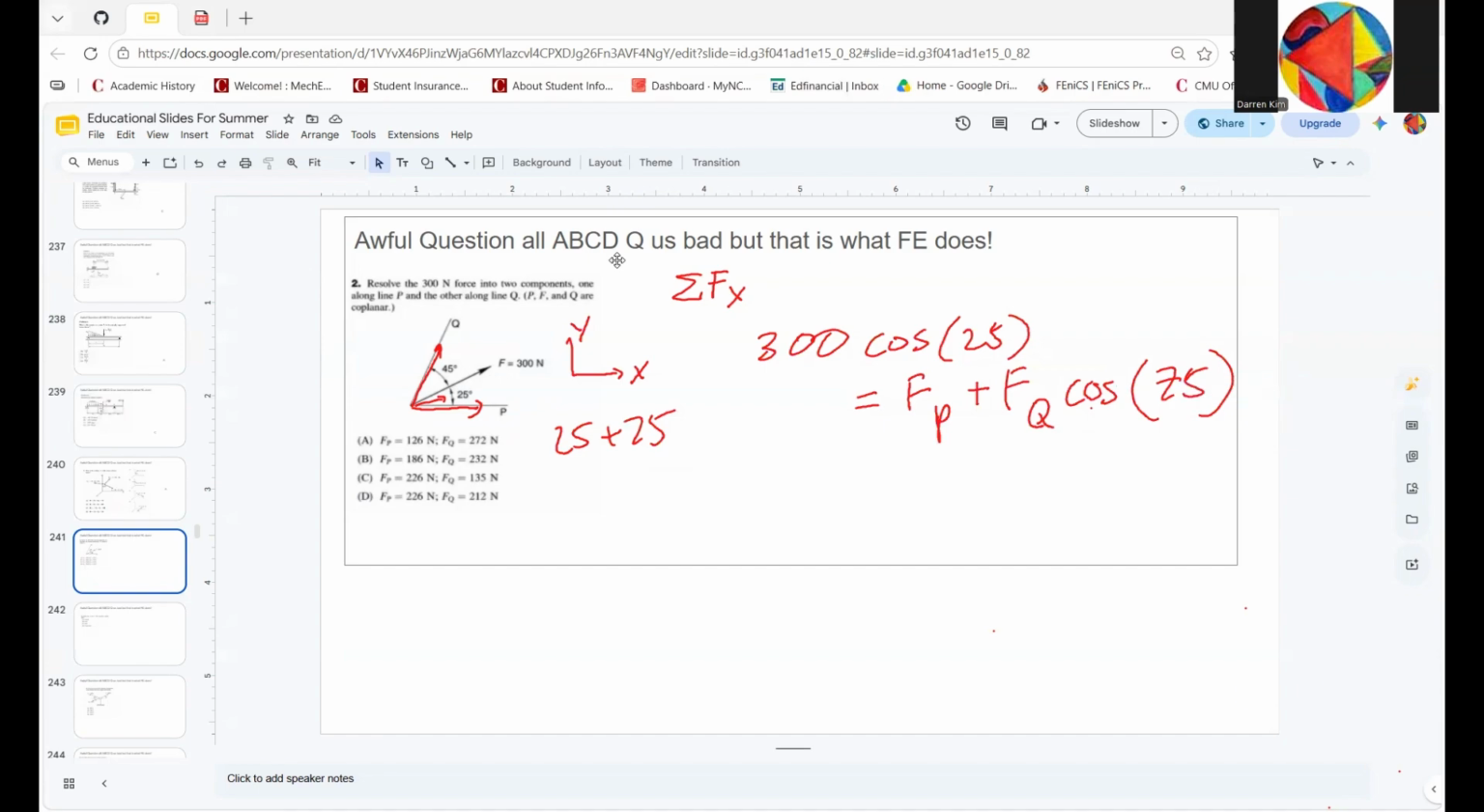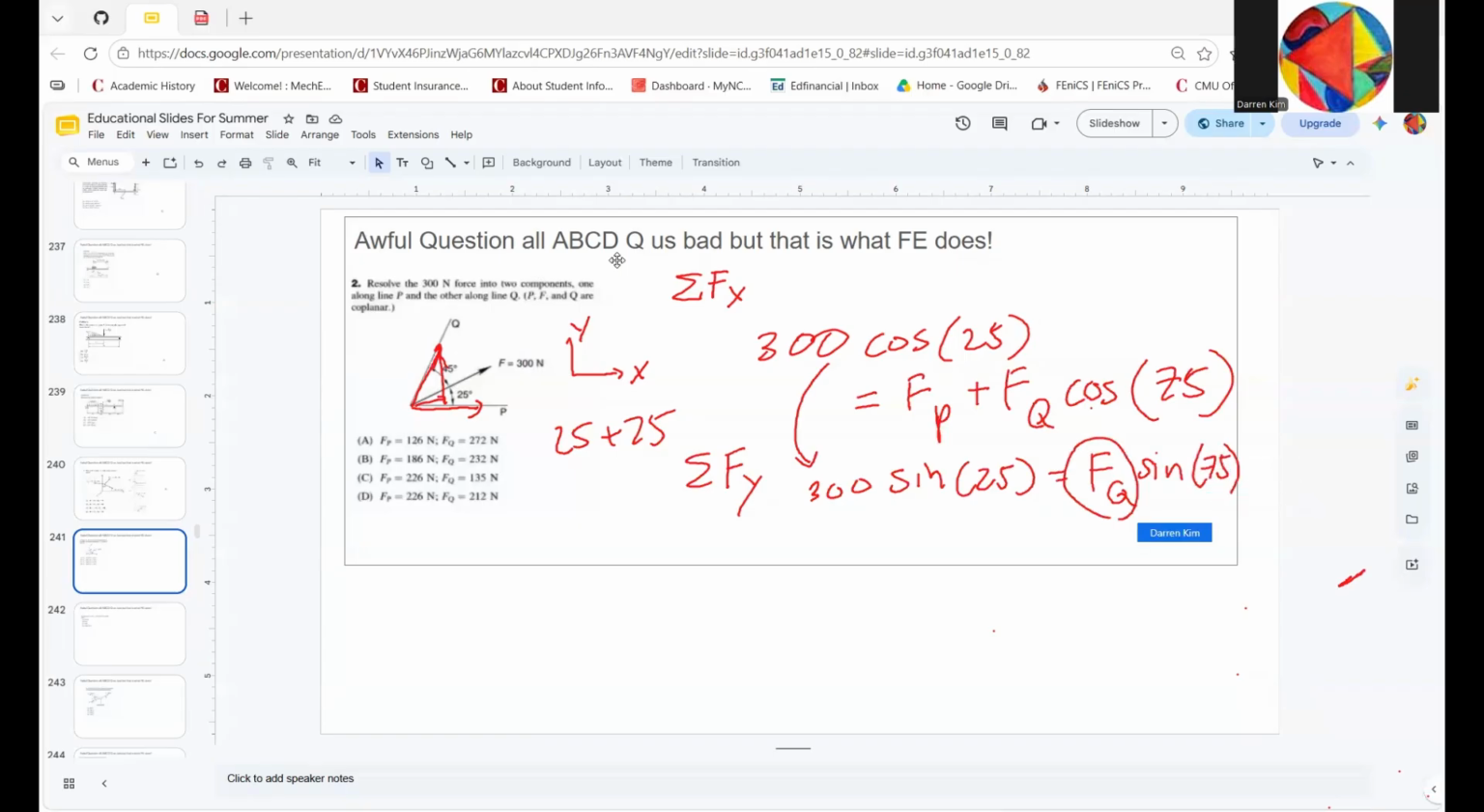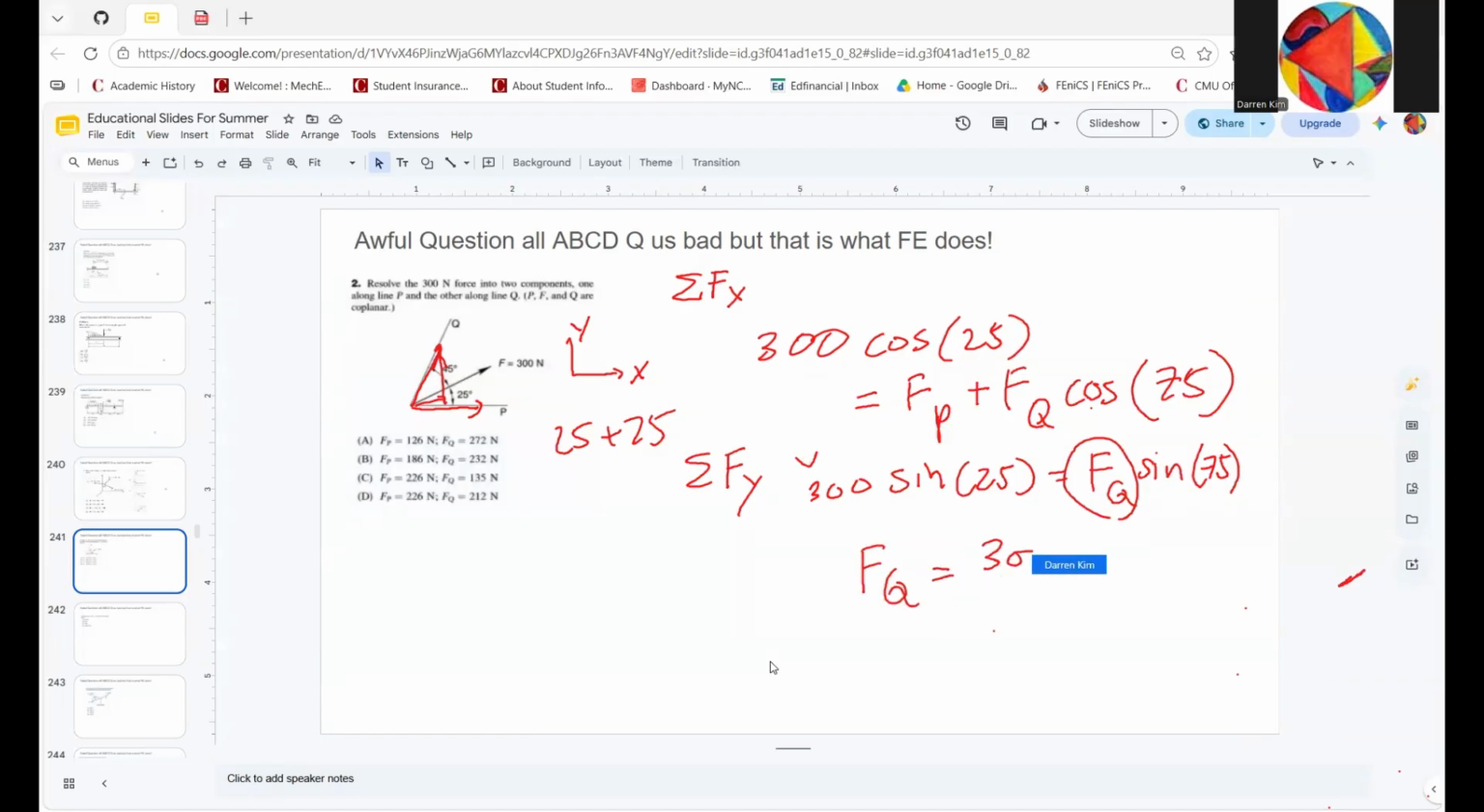I think we need a summation of Fy, which is, again, this, but sine. So 300 sine 25 equals FQ only. The other one doesn't have any play. And you see that it is the sine version, so sine 45. We can get Q, is what I'm hearing. So FQ equals 300 sine 25 divided by sine 45. If you grab your calculator, you can figure this out, and then plug this back into P to figure the rest out.